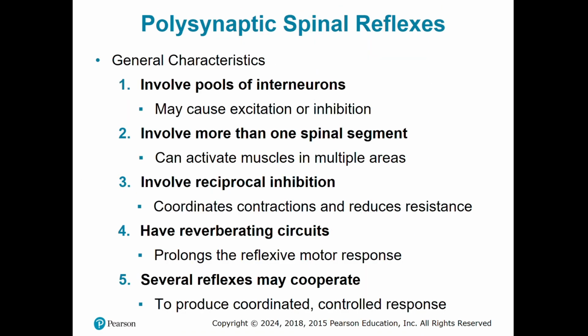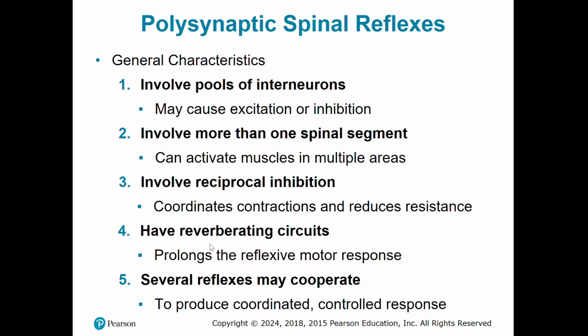Now, looking at all polysynaptic spinal reflexes, there are 5 general characteristics that are going to be occurring for all of these different reflexes. So first, we're going to involve many pools of interneurons. They could be exciting or they could be inhibiting the neurons that are coming from that. And you're going to have more than one spinal segment involved within this reflex because there are muscles in different areas of your body that are going to need to be activated in order to coordinate the reflex. There's also going to be reciprocal inhibition, where you're going to have coordinating of contractions and reducing the resistance by having some inhibited while others are going to be excited.